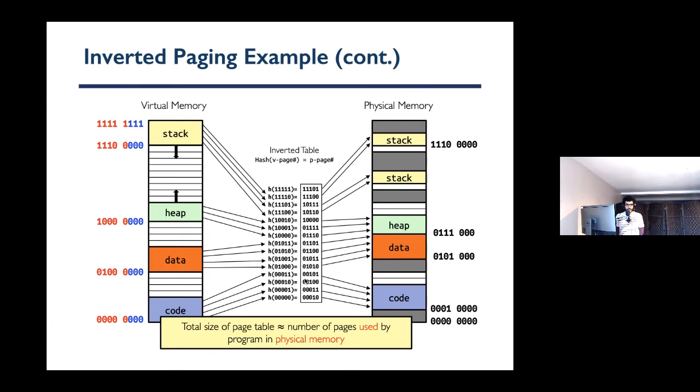So the total size of your page table is approximately equal to the number of physical pages that your program is using. It's a striking difference between this and all the forward translation methods in the past, where the size of the page table was at best approximately the same as the number of virtual pages that the program uses, which could be a lot. Whereas physical pages are just limited. You have only a certain capacity for your physical memory.